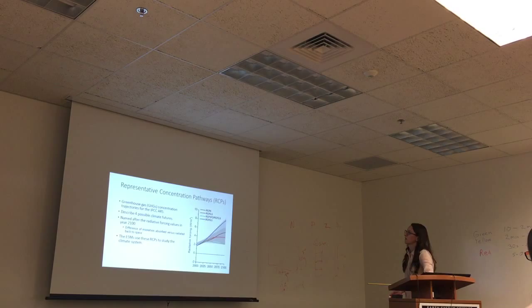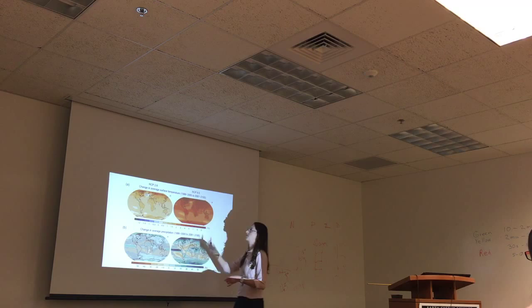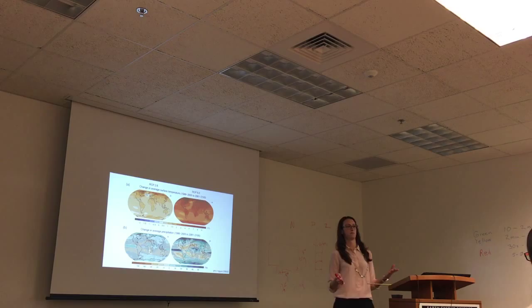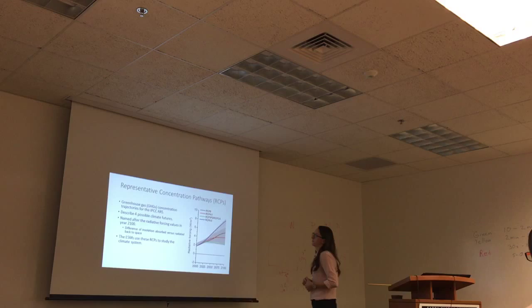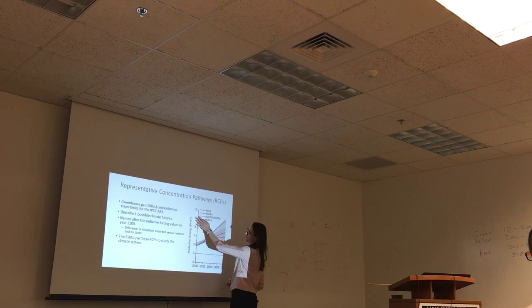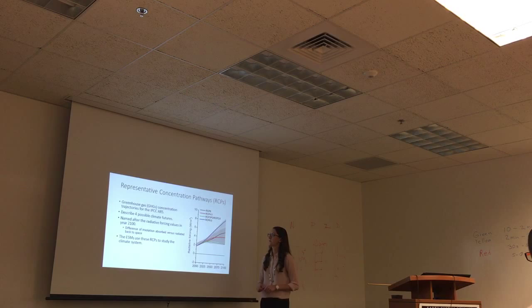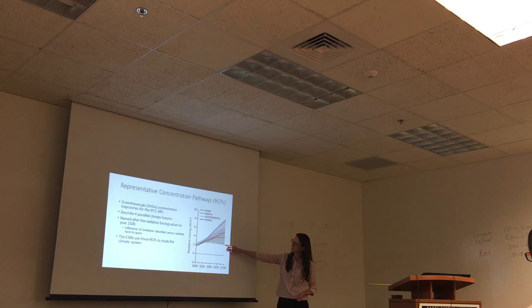Okay. So this is something called RCP2.6 and RCP8.5. Have you heard of representative concentration pathways and the RCPs? You guys are familiar with that? All right. So they describe four possible climate futures. So here's radiative forcing in watts per meter squared, and here's time on the bottom. They're named after the radiative forcing values in 2100. So in RCP2.6, here in green, the radiative forcing will be 2.6 in 2100. And the same for 8.5, 4.5, 6.